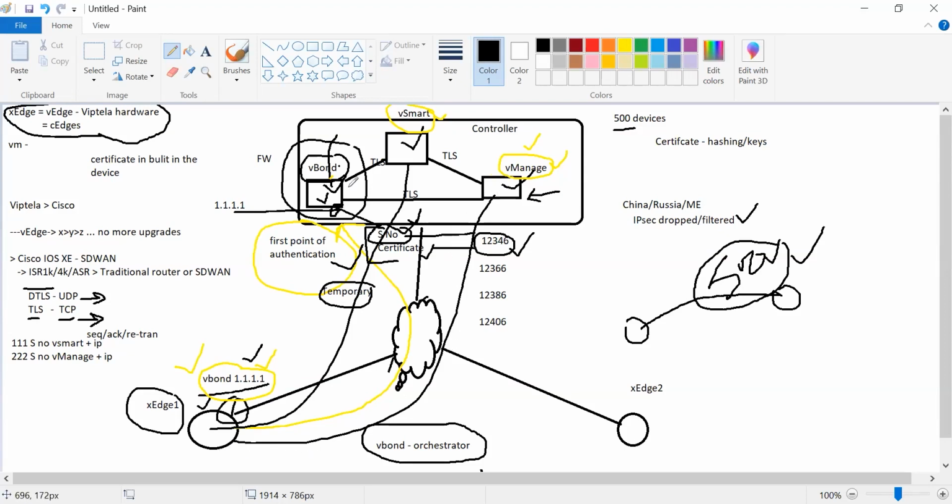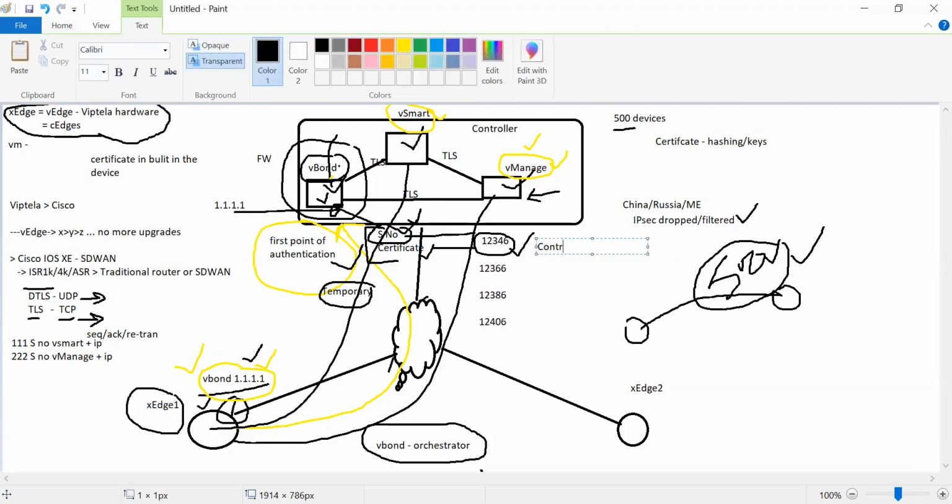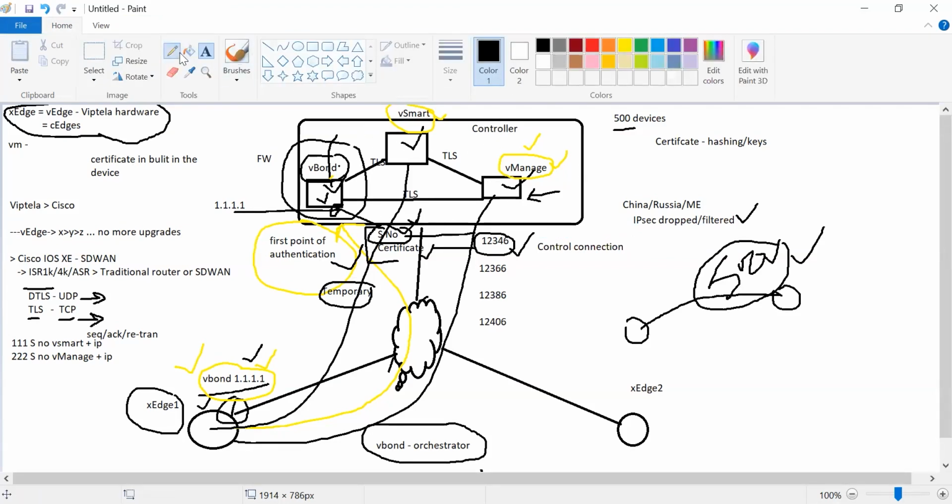The tunnel, DTLS or TLS based, to vBond, vSmart or vManage is called a control connection. Whenever you talk about SD-WAN, you will frequently hear about control connections, because everything to the controllers is part of control connections. Everything directly between xEdge 1 and 2 is part of the data plane. Towards the controller vSmart, it is the control plane. Towards vManage, it is the management plane.